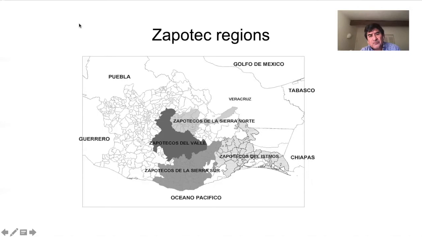And in terms of culture, it is pretty well accepted there are four major cultural regions in Oaxaca, as you can see on the map. Up north, you have Zapotecos de la Sierra Norte, which is the highland, and then of course the Zapotecos del Valle, and then we have Zapotecos de la Sierra Sur and Zapotecos del Istmo. Those are the four major regions, and also cultural groups, of Zapotecs in Oaxaca.